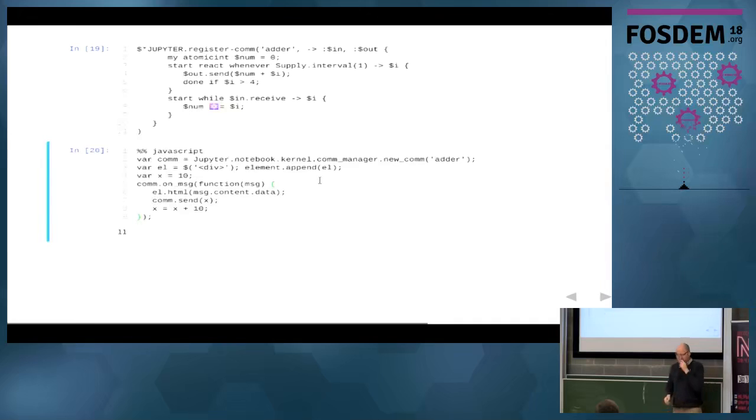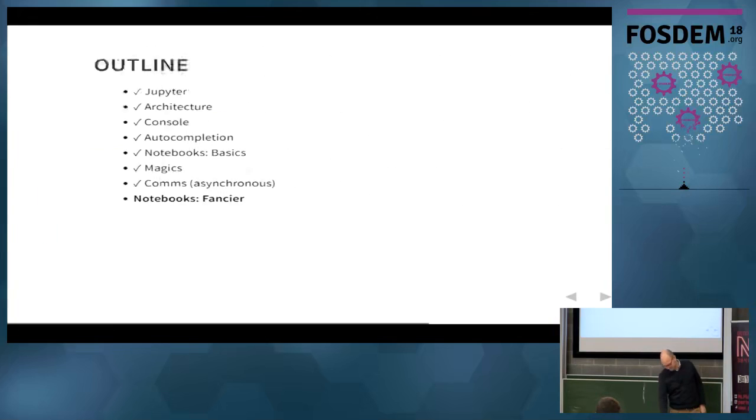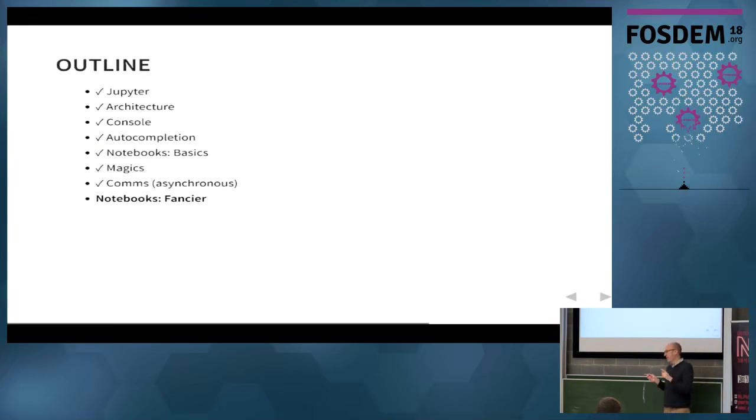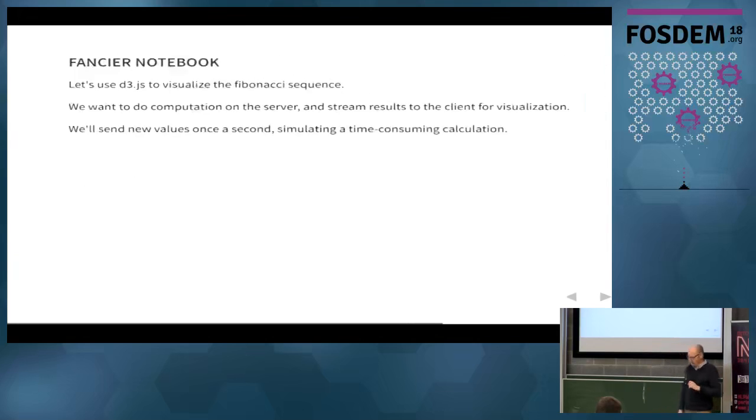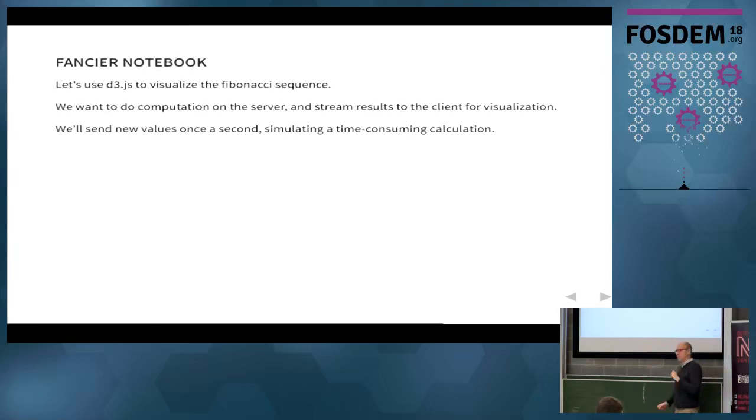So this is an example of the kind of thing you can do with two-way communication. And you can start with this as an example for yourself if you want to build on it and make something that does something more important. Okay, so now I'm going to finish with a slightly fancier notebook to illustrate the kind of thing you can do with a visualization and with messages coming from the server to the client.